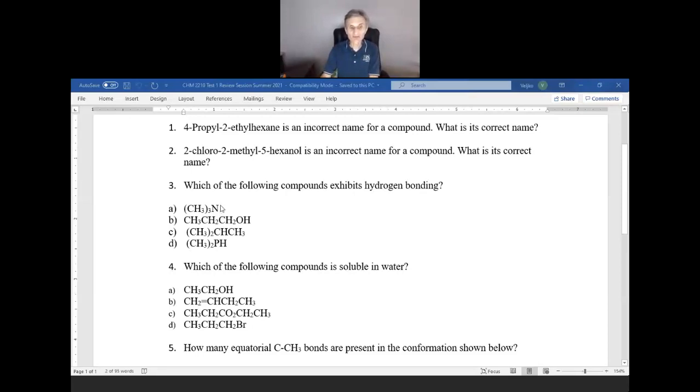Here we don't have hydrogen attached to nitrogen. So this compound, triethylamine, is capable only of dipole-dipole interactions, not hydrogen bonding. So you eliminate that one. Triethylamine could form hydrogen bonding with hydrogen bond donor, like water or alcohol, methanol, ethanol, or primary or secondary amine, but not on its own. B is correct answer. That's the compound that exhibits hydrogen bonding.